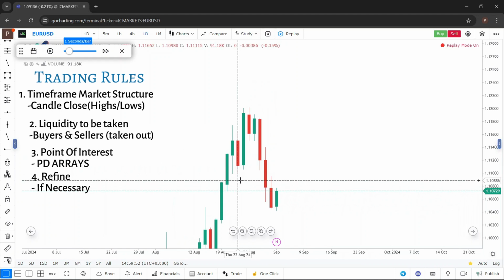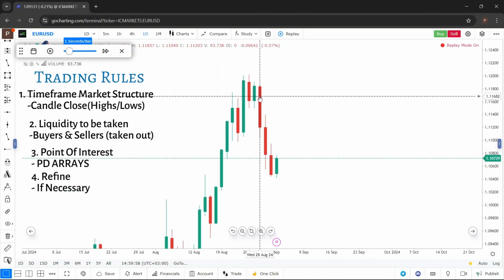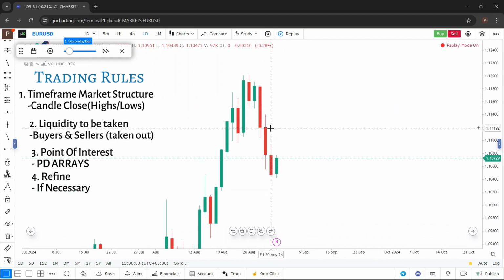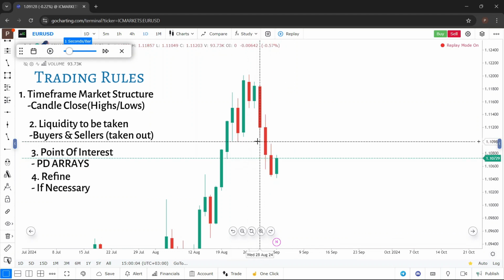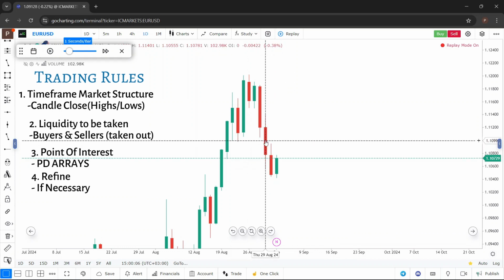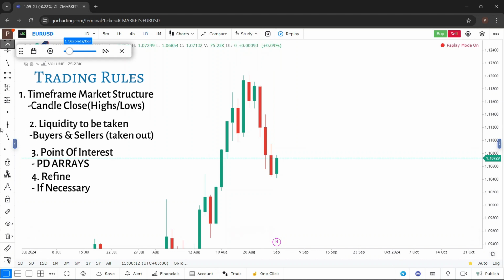I waited. After these 2 days, I found that the price broke structure to the downside. You can see the price broke structure to the downside. Then I noticed something. The first rule checked right here, that the price broke structure. You can see that the price has broken structure below this low right here.